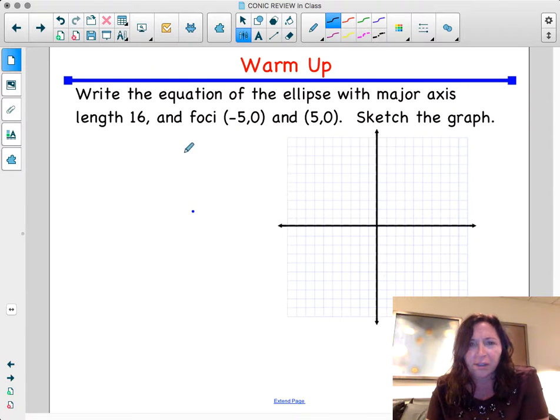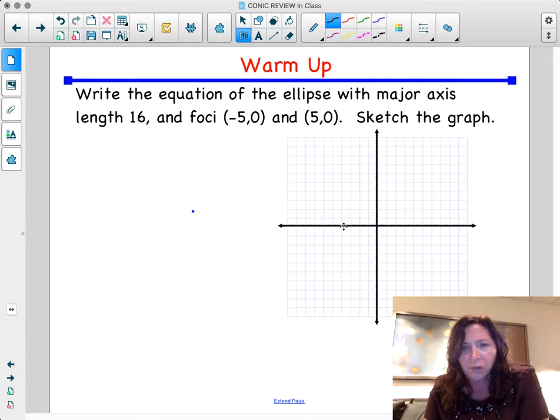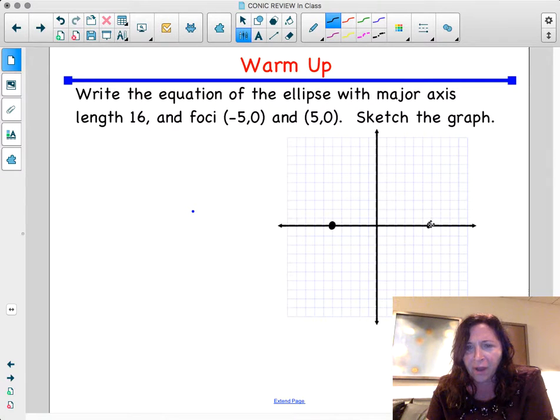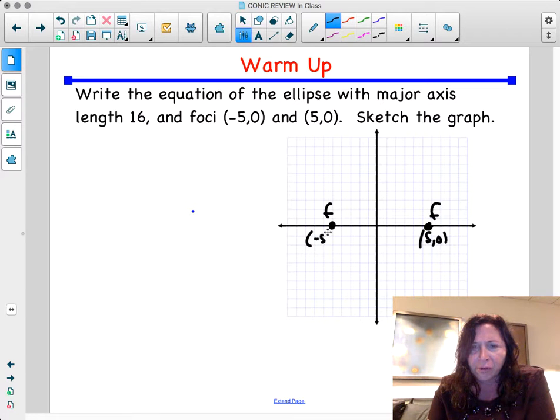The question says, write the equation of an ellipse with major axis length 16, and the focal points are at negative 5, 0, and 5, 0, and then we're going to sketch the graph. So if my foci are at negative 5, 0 and 5, 0, I'm going to put a little F showing that those are my focal points. If this is 5 to the left and 5 to the right, that means my center is going to be at 0, 0.